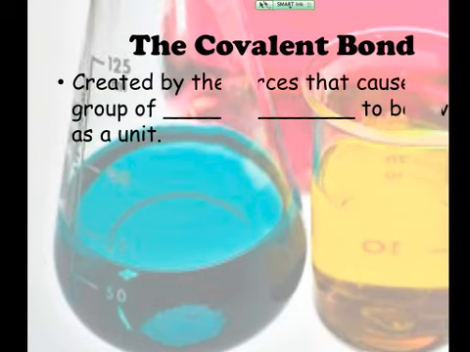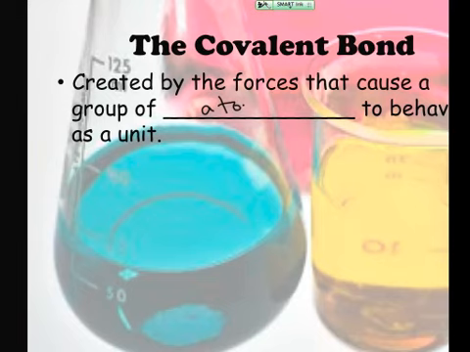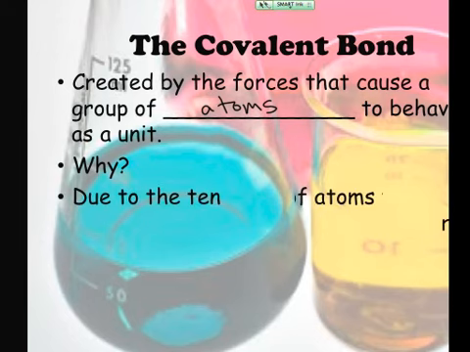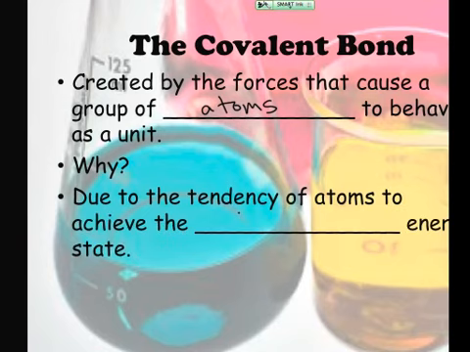Let's do some more delta H. So covalent bonds are created by forces that cause a group of atoms to behave as a unit. These are not ions, and so when we make covalent bonds, we're not transferring electrons, we're sharing electrons, right? We move electrons around so that they can have partners. Why would they do this? We get to the lowest energy.